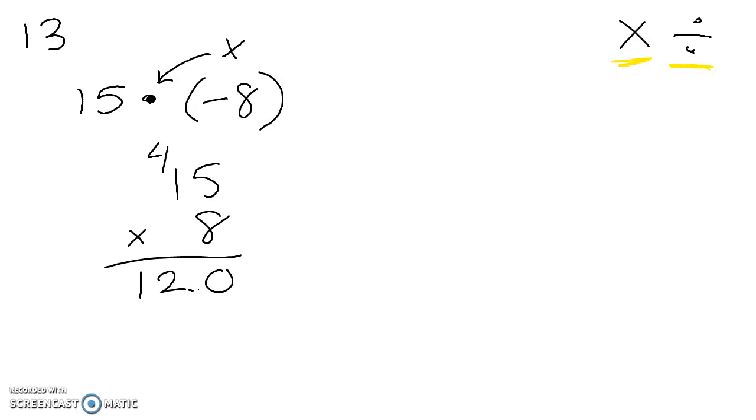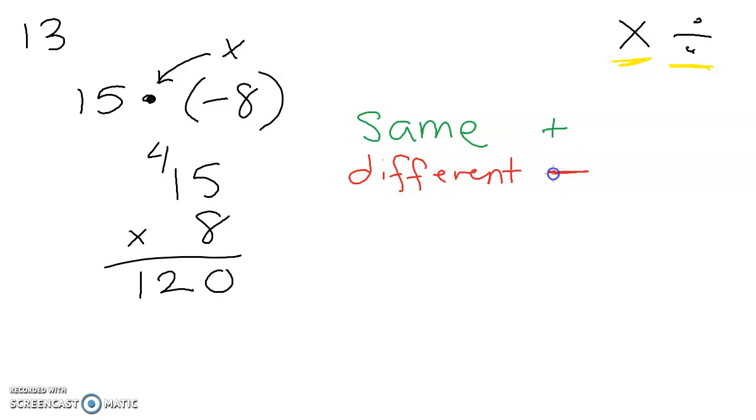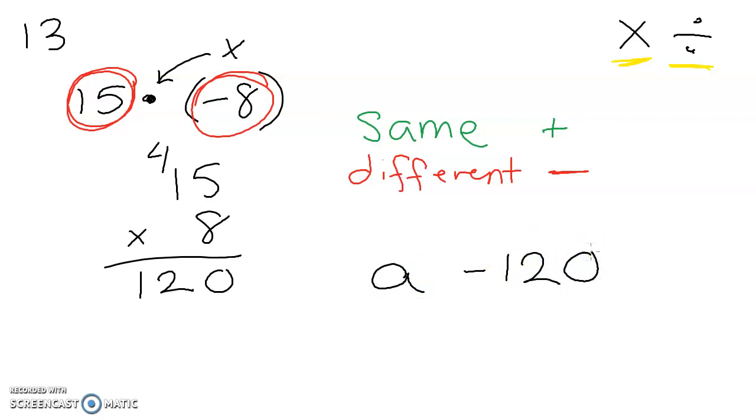However, now I have to go back and look at the signs of the original numbers to see what the sign of my answer should be. If I ever multiply or divide numbers with the same sign, my result is going to be positive. If I multiply or divide numbers with different signs, my answer is going to be negative. So in this case, I am indeed multiplying numbers with different signs. One is positive, one is negative. So my final answer for part A is going to be a negative 120.